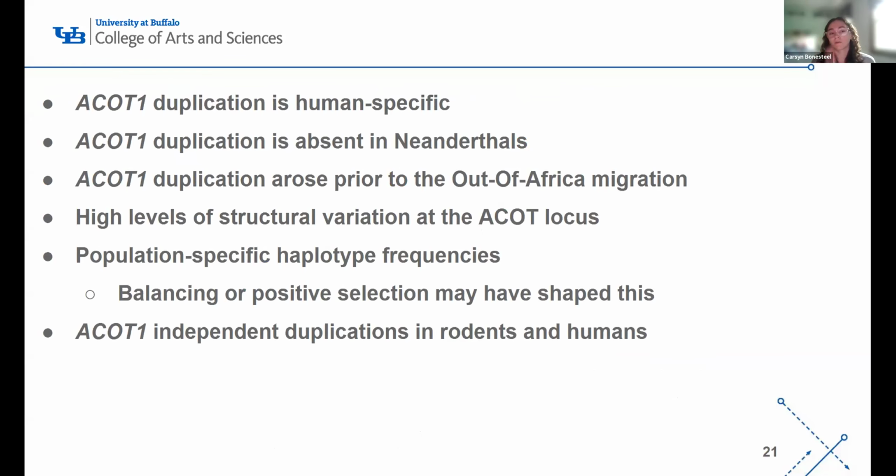So in summary, my work has showed that the ACOT1 duplication is human-specific. We find it absent in Neanderthals, but very high in frequency in Africa, so we can date this to prior to the out-of-Africa migration. We also find very high levels of structural variation at the ACOT locus with population-specific haplotype frequencies, and we wonder whether balancing or positive selection are shaping these patterns. And we also find independent duplications of ACOT1 in both the rodent and human lineage.